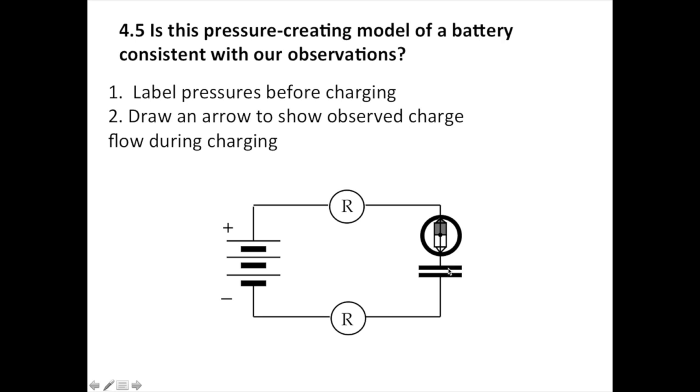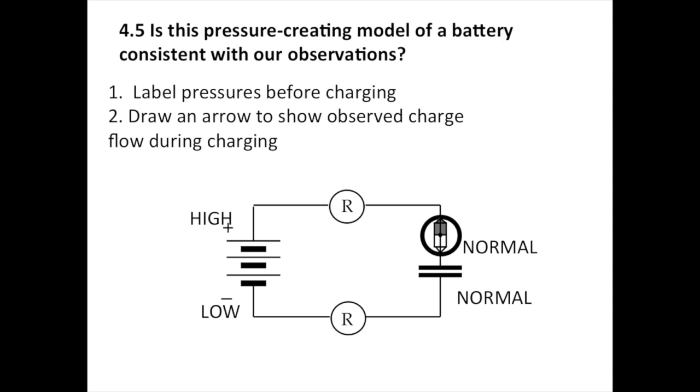The capacitor doesn't have anything, and no extra charge has been put on the top plate, no charge has left the bottom plate, so there's no compression or depletion yet. So both of these plates would both be at a normal electric pressure. So these are the pressures before charging, before the battery is actually connected into the complete circuit.